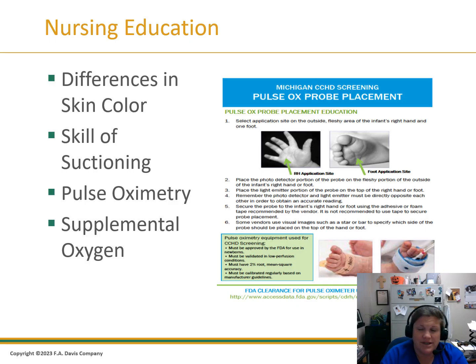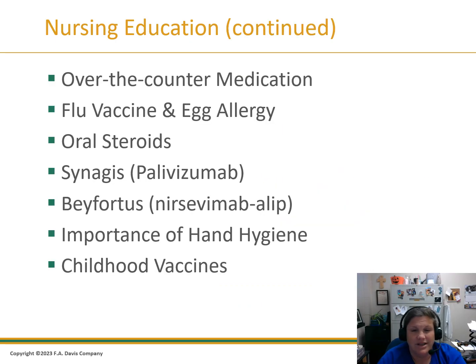So some tips that you can take from this image here: place the light emitter portion of the probe on top of the hand, foot, or finger. Light emitter should be directly opposite the photo detector of the probe itself, and this is to get an accurate reading. For infants, the best site would be palm of the hand or of the foot. So palm of hand, sole of foot. And there's some pictures within this that can kind of show you the proper wearing it. Okay.